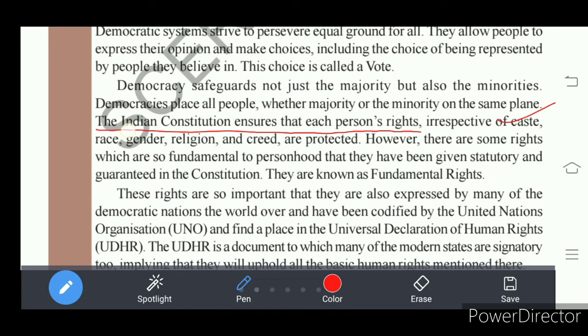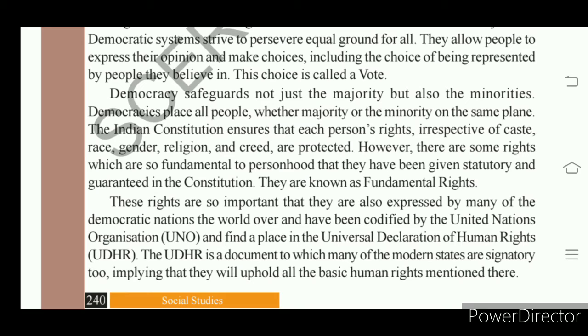Irrespective of caste, race, gender, religion, creed, everyone's right is protected. That means whether it is Hindus or Christians or Muslims or Sikhs, whatever it may be, whether it is male, female, or another. Caste, race, gender, religion, and creed, everyone's right is protected. So in a democracy only, we find every individual enjoying equality and living happily with his rights.